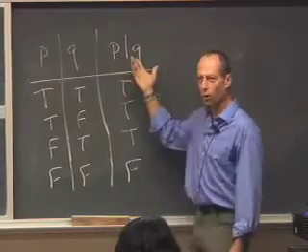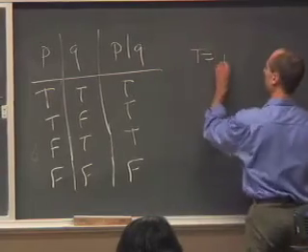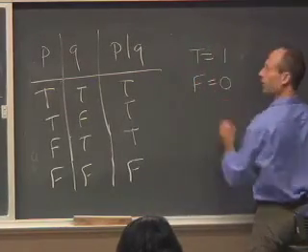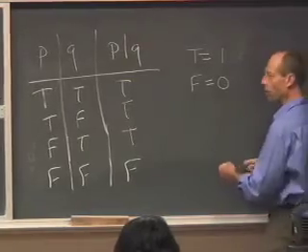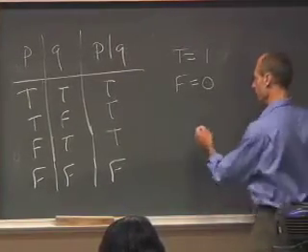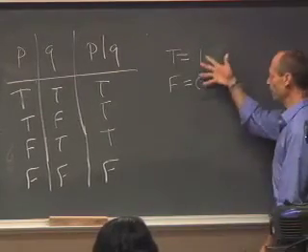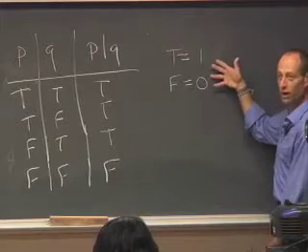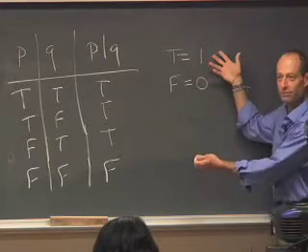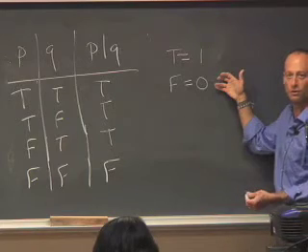One way to think of or, if you think of true as being equal to 1 and false as being equal to 0, then or is like the maximum. The maximum of two things that are either 0 or 1 is 1 if either of them is 1 or both. And if they're both 0, then the maximum is 0.